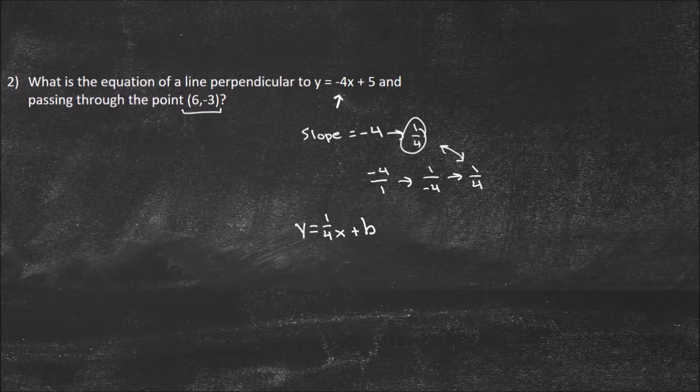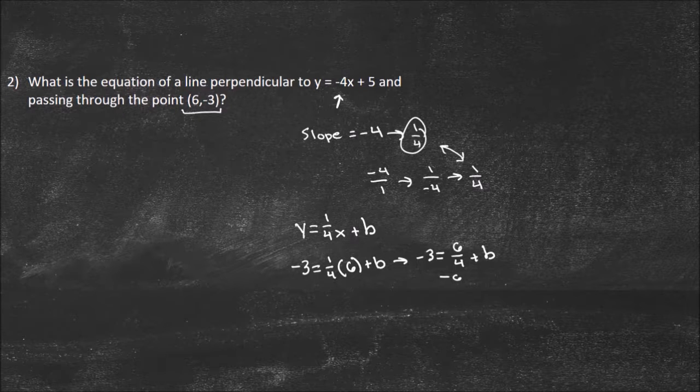So I'm going to do that here, and I'm going to get -3 because that's the y value, equals 1/4 times 6 plus b. I'm going to simplify that a little bit. -3 equals 6/4 plus b. And then you subtract 6/4 from both sides.